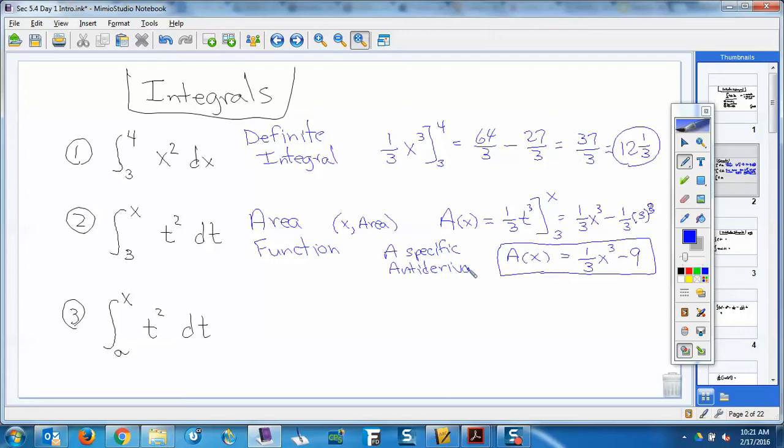That's what the area function is. It's a specific antiderivative because we know the c value, the plus c, right? It's an antiderivative, but it's a specific one, a unique one, because it's got a unique left endpoint, 3. Okay, now what do you notice on the last one? What is that?